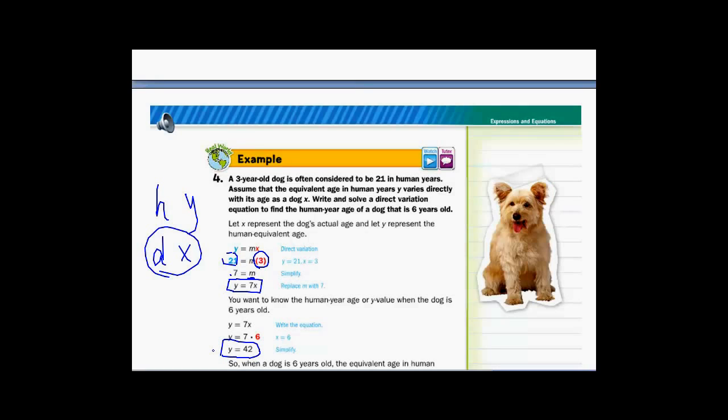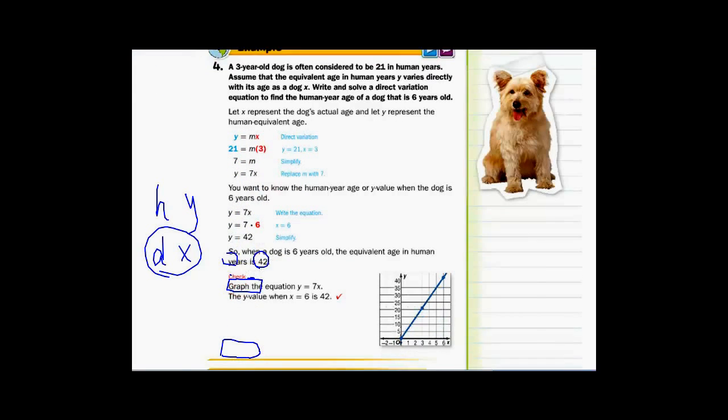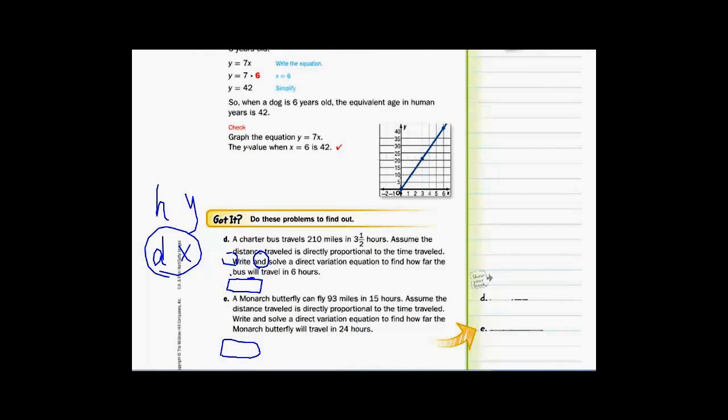Okay, and real quick, the examples at the bottom. I'm just going to give you the answers, and you can try those for D and E. So the answer for D, the equation is y equals 60x. Answer, 360 miles. And for E, y equals 6.2x.